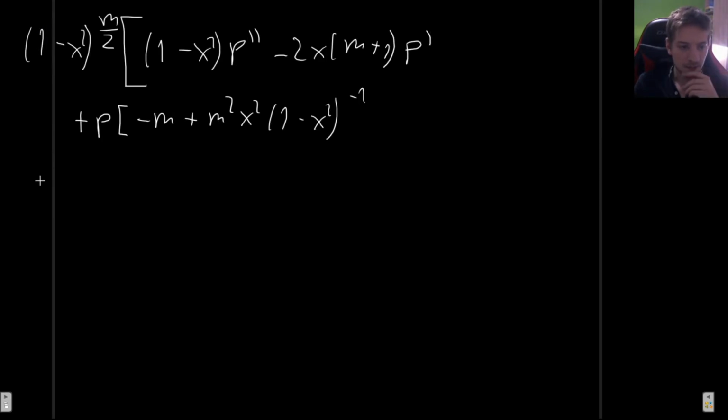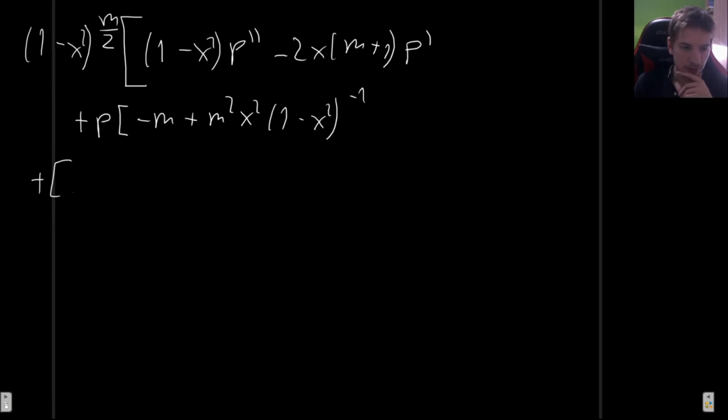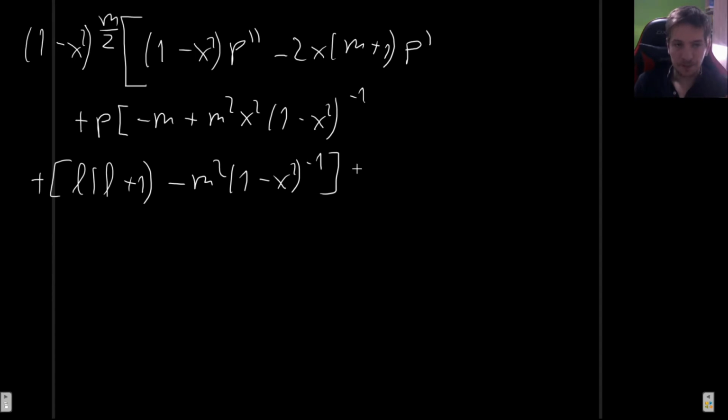We need to add, let's go back to the equation, we still need this. So we have to add (L + 1 - m^2 (1 - x^2)^-1) times, let me close this parenthesis by the way, the one that we start here, times (1 - x^2)^(m/2) times p. Okay, so this is the entire thing.